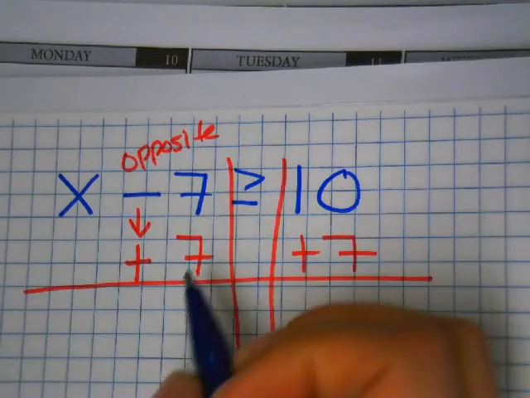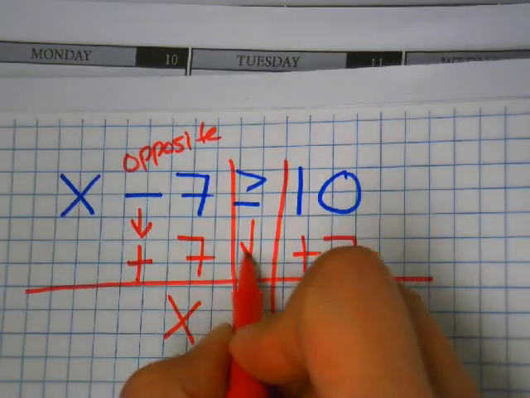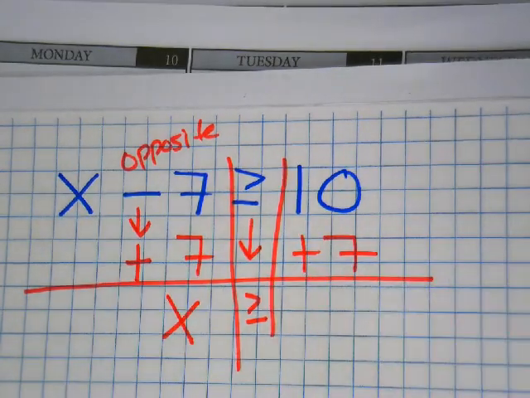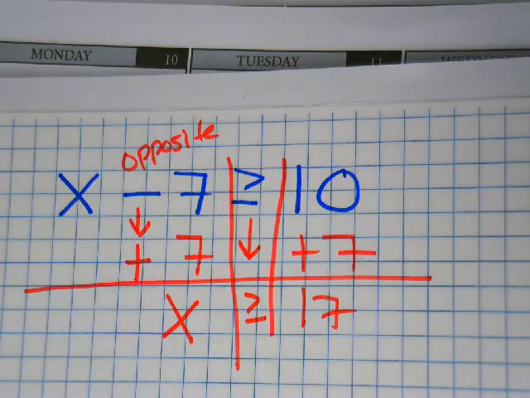What am I left with? X. Bring this down. And then you do the math. What's 10 plus 7? That's it. So it's like 10 plus 7. That's it. I'm grading the work. Okay, one more.